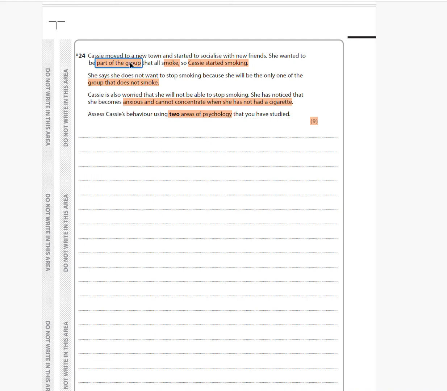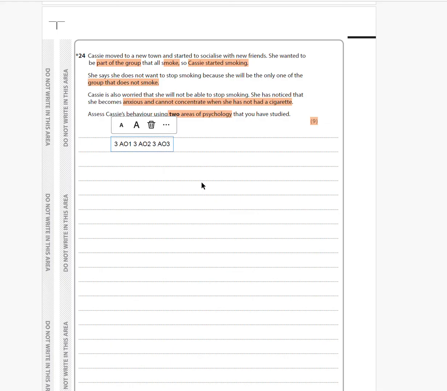She wants to fit in with the group. She wants to conform. She wants to share their norms. And then we're also going to talk about it's difficult for her to quit smoking because she has now got an addiction. That addiction might be biological. It might be inherited. It might be learned behavior, social learning theory. And you're just going to follow that Wally weave because again, it's marked in the exact same way that the other one was. It's 3 AO1, 3 AO2, 3 AO3.